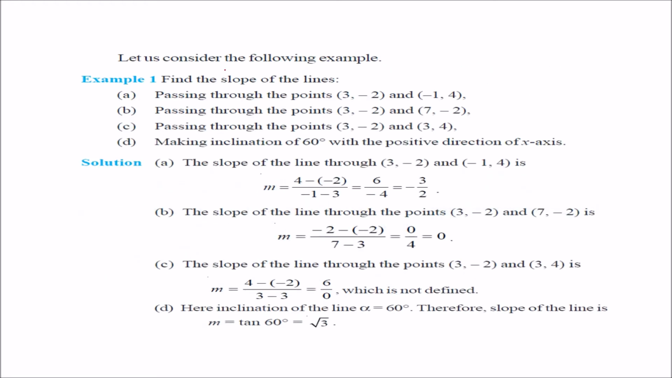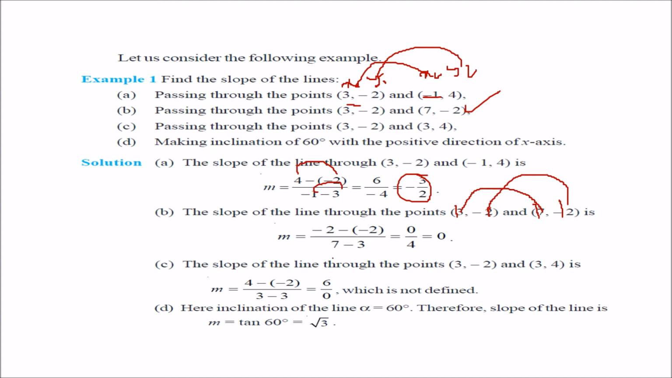Now let us see some examples. Find the slope of the lines if you have this point and this point. So this is x1, this is y1, this is x2, this is y2. So y2 minus y1 by x2 minus x1, this is minus 3 by 2. How about the second one? This is x1, this is x2, this is y1, this is y2. So y2 minus y1 by x2 minus x1. This slope is 0. Next one, y2 minus y1 by x2 minus x1. So 4 minus of minus 2, 3 minus 3. But if you solve it, you see that 3 minus 3 is 0. And this is not defined.